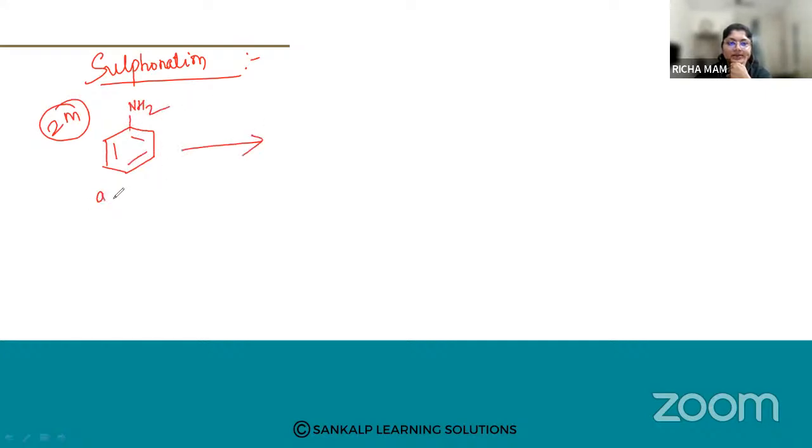Next one, sulfonation. Mark this as important for 2 marks. So in sulfonation, take NH2, aniline, and react it with what? H2SO4.